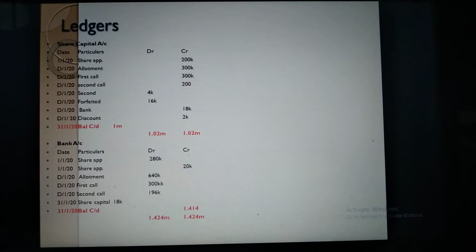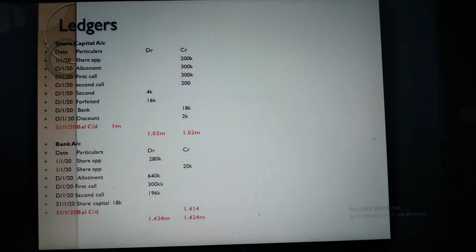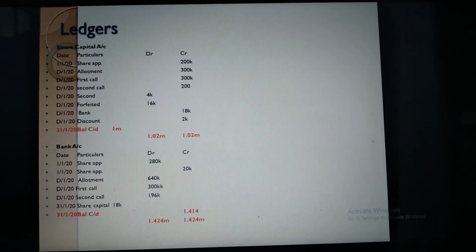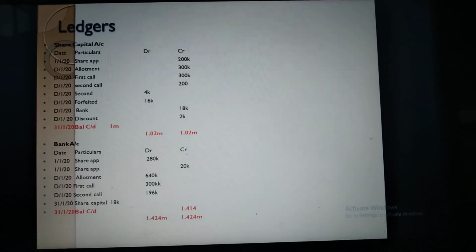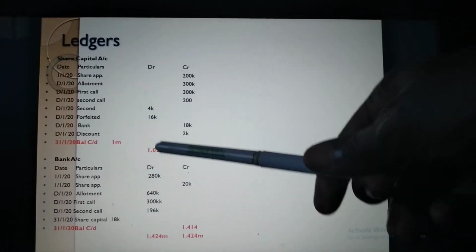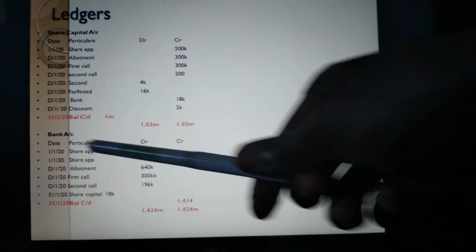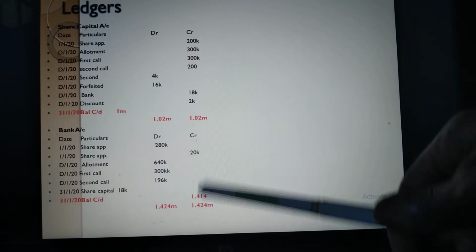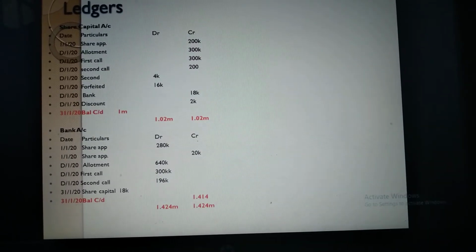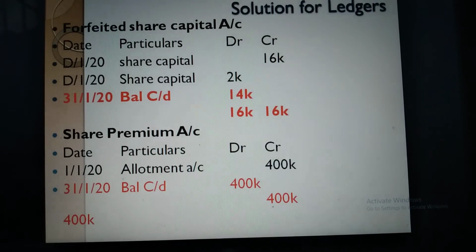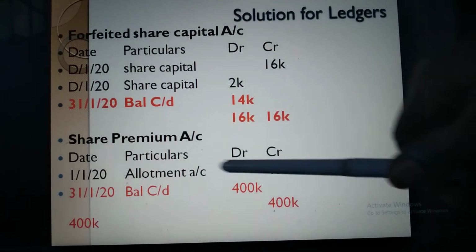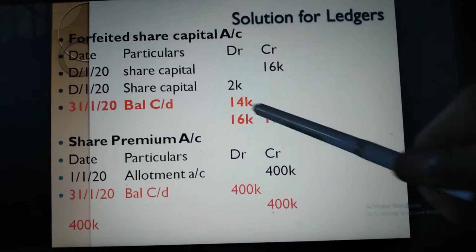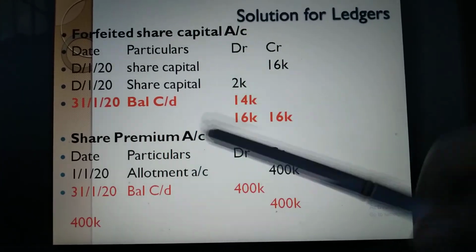Next is the preparation of the ledgers. We have only 4 ledgers. One is share capital account, which we have a balance of 1 million. After doing the preparation, this is our ledger for share capital. 2, we have bank account. When you do your calculation, the balance that you get is 1.414 million as our balance carried down. In the next ledger, we have forfeited ledger account, whereby after doing your calculation, you get our balance carried down to be 14K.